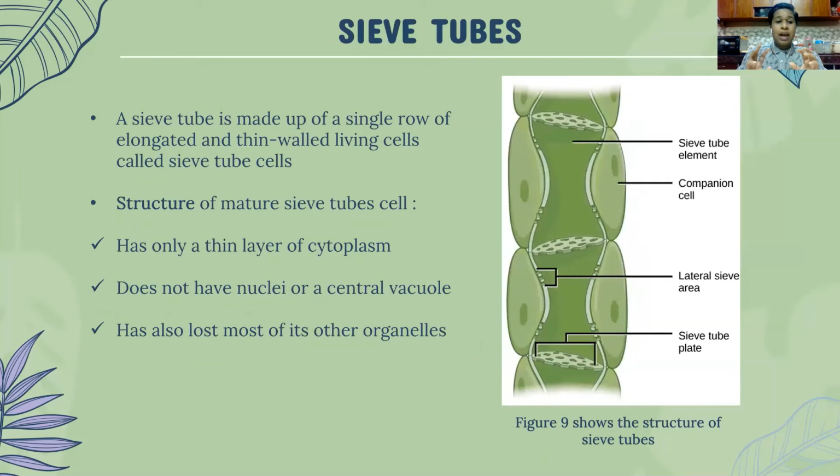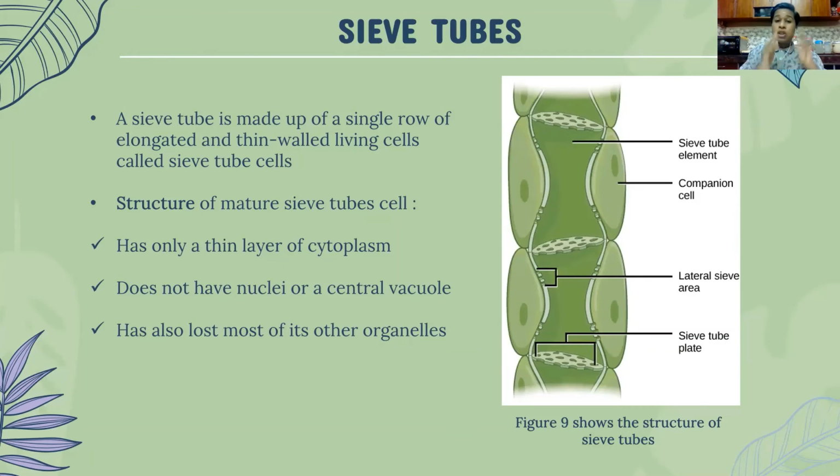Sieve tubes. A sieve tube is made up of a single row of elongated and thin-walled living cells called sieve tube cells. Okay, the structure of mature sieve tube cells has only a thin layer of cytoplasm, does not have nuclei or a central vacuole, and has also lost most of its other organelles.